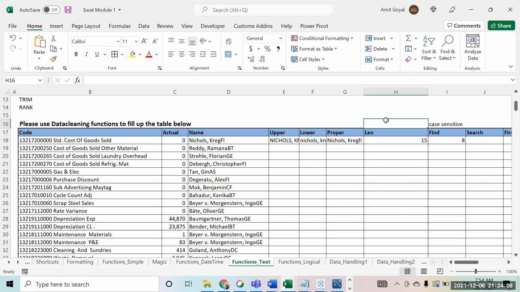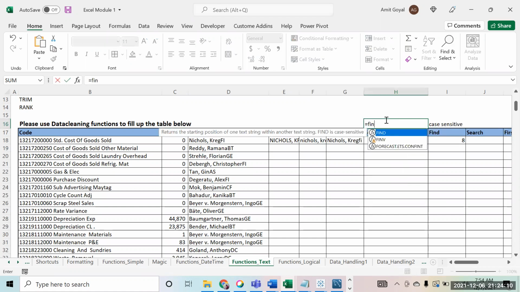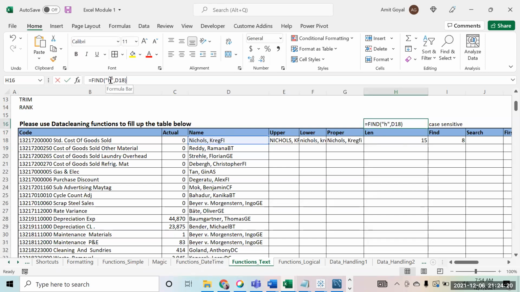If you say equal to find, and I want to find text H within this text, it gives you 4. But if you write capital H, it gives you an error, because there is no capital H in this. That is why I said find is case sensitive. And if there are more than two Hs, it will give you the position of the first H.